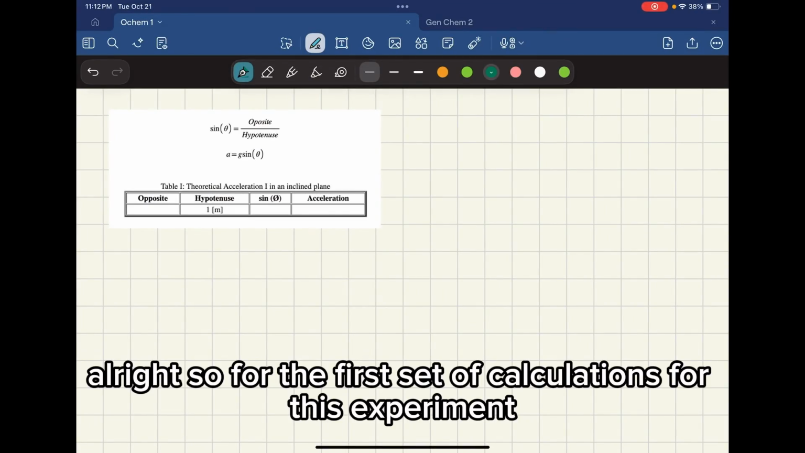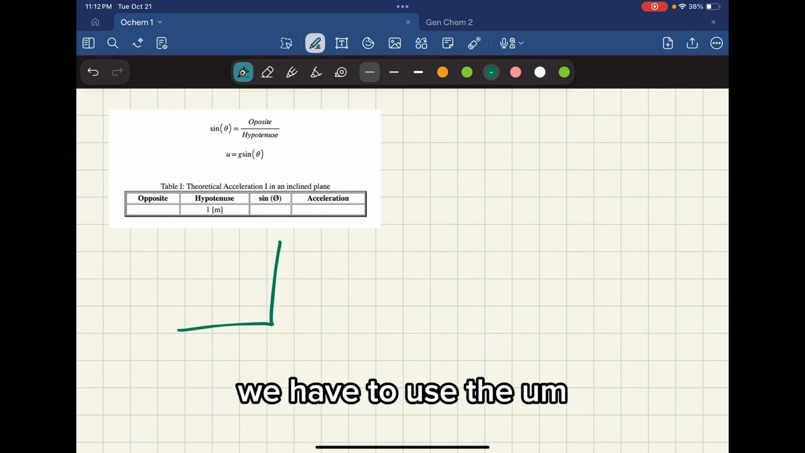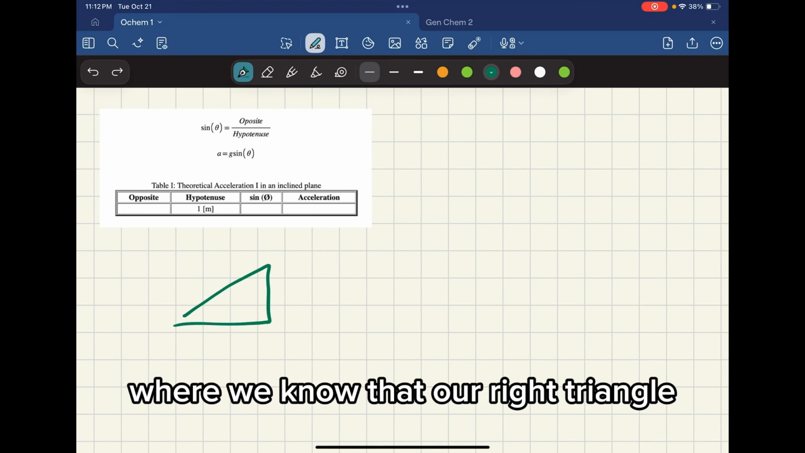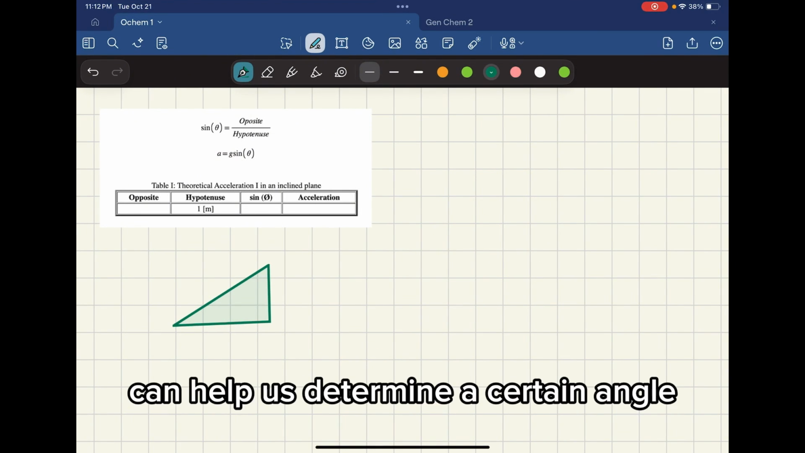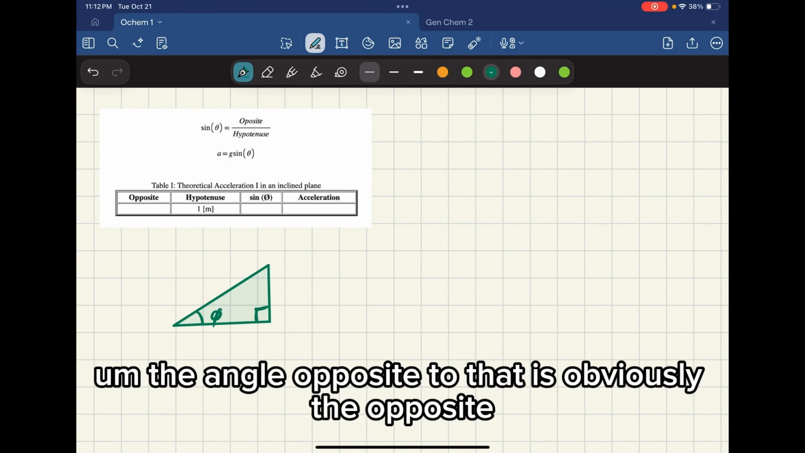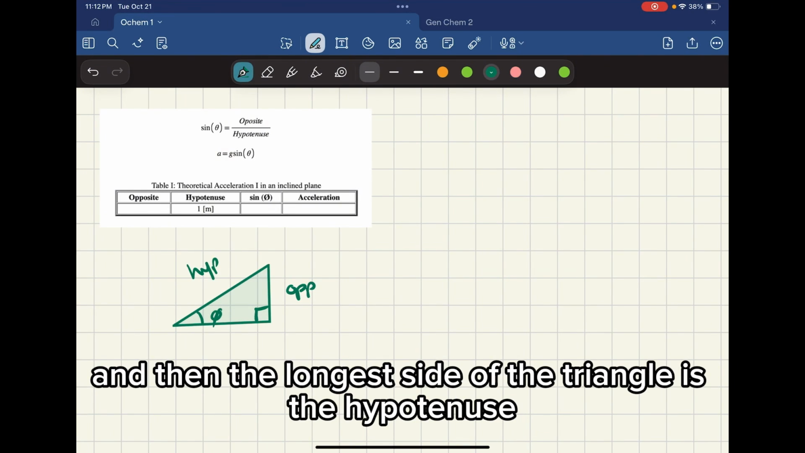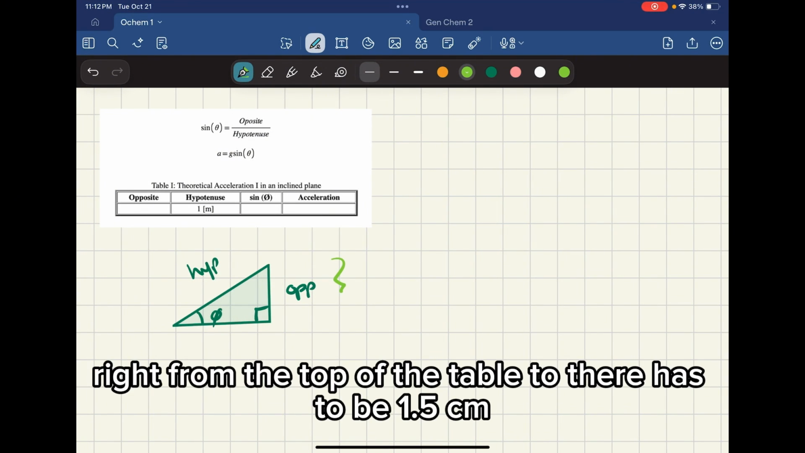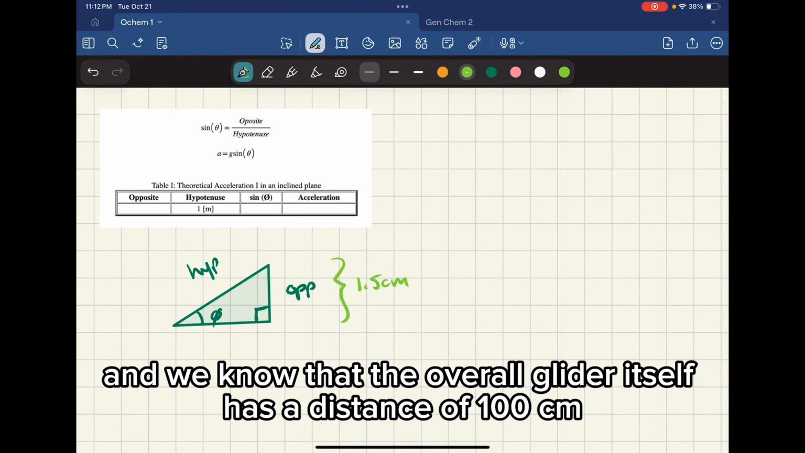Alright, so for the first set of calculations for this experiment, we have to use the Pythagorean theorem, where we know that our right triangle can help us determine a certain angle, and we'll say this angle is theta. The side opposite to that angle is the opposite, and the longest side of the triangle is the hypotenuse. We know that the distance from the top of the table to there has to be 1.5 centimeters. And we know that the overall glider itself has a distance of 100 centimeters.